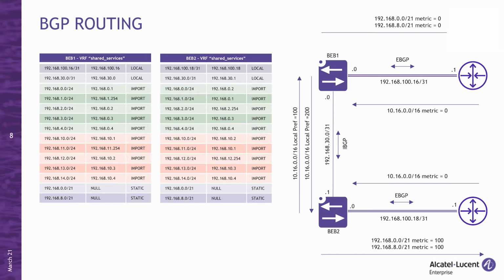So on BEB1, we use a route map to set the local preference to 200 on routes learned from the eBGP neighbor, and this is propagated to BEB2 over the iBGP session. On BEB2, we don't do this, and so we leave the default local preference of 100, which will be advertised to BEB1. The result of this is that traffic sent from on-prem to the cloud will use the top link. So BEB1 will install the eBGP route in its table, whilst BEB2 will install the iBGP route that it learns from BEB1, even though it has a direct eBGP route itself.